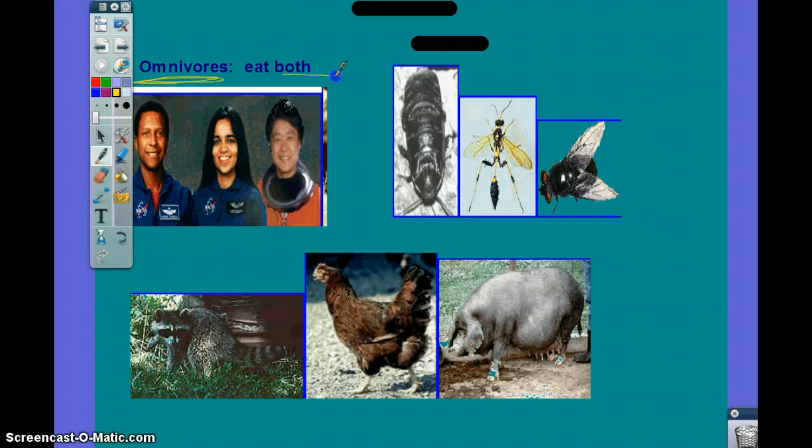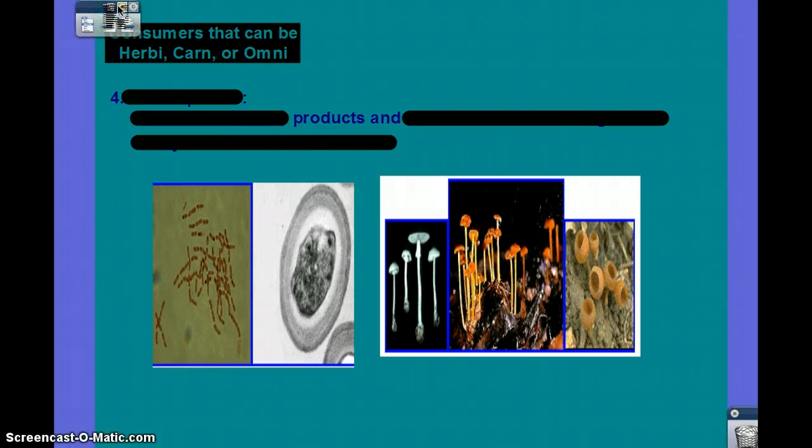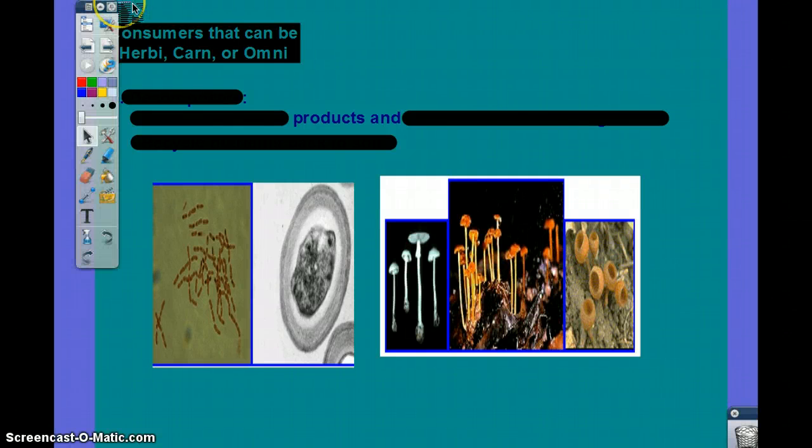Plants and animals. Flies do that? Flies eat everything. These are more types of consumers. Are my numbers off? No, this is number 4. So these consumers, they can feed off anything. Plants, animals. They can be omnivores.